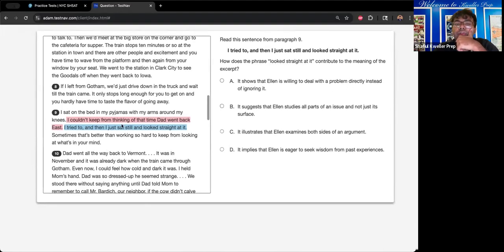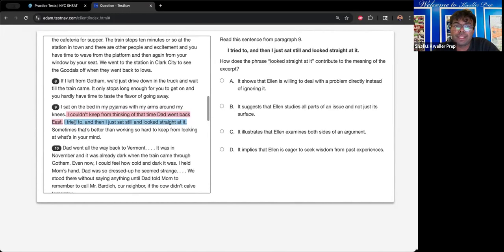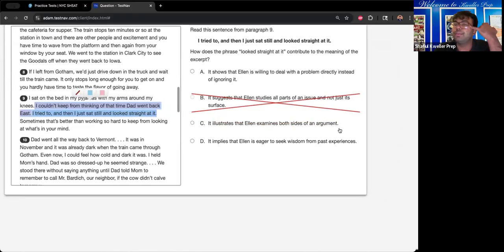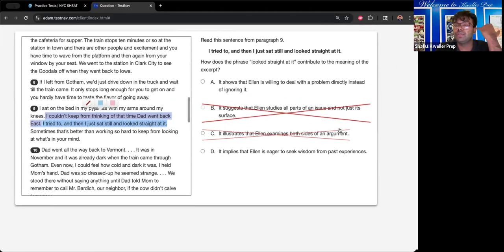Maybe the problem here could be the situation that she was in when her dad went back to the East. Not too sure on A. B says it suggests that Ellen studies all parts of an issue, not just its surface. No, I don't think that's what it is. Here it's more specific. It's saying that she didn't want to think about this time, and then she looked straight at it. There's no two sides of the argument here. This is just a situation that she went through.